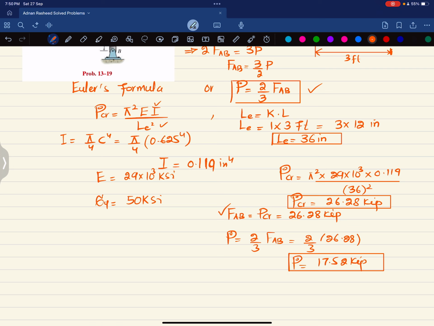So this is the answer, but before the answer I will check whether this load is producing any buckling effect in this rod or not. For that we will need critical stress, and critical stress is equal to critical load divided by the area. So the critical load is 26.28, and since this is a circular rod, its area is pi r squared or pi c squared, so that is 26.28 divided by pi multiplied by 0.625 squared. So that will give you critical stress.